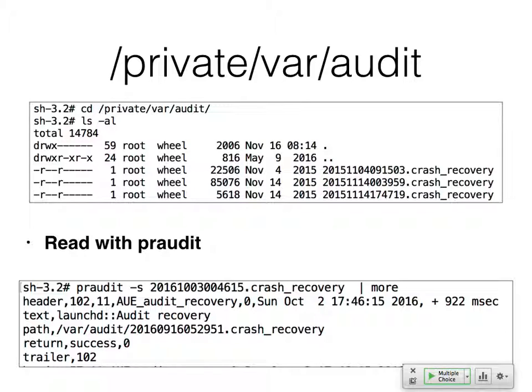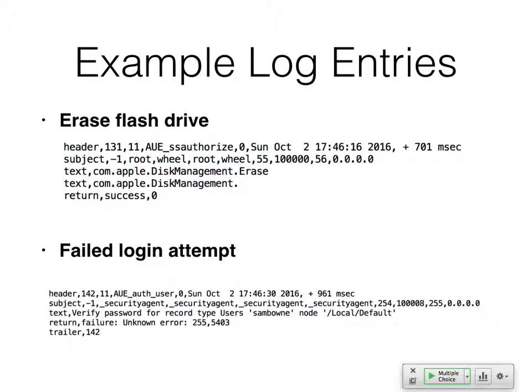This is like Microsoft event log. So this is event number 102, the item number 102, and here's the end of it. And in the middle, it tells you what it is. So this is some kind of audit recovery, crash recovery. Most of them were meaningless, but I found a couple fun ones. Here's where I erased a flash drive.